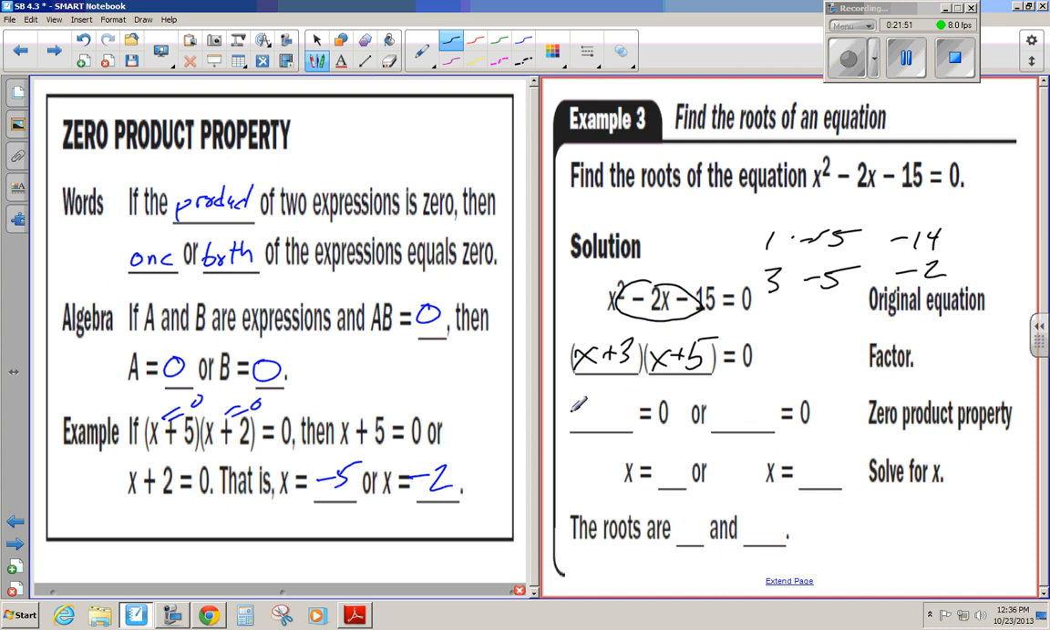So the zero product property says x plus 3, x plus 5 equals 0. Well, what makes this here equal to 0? So your roots are negative 3 and negative 5, like that. All right.